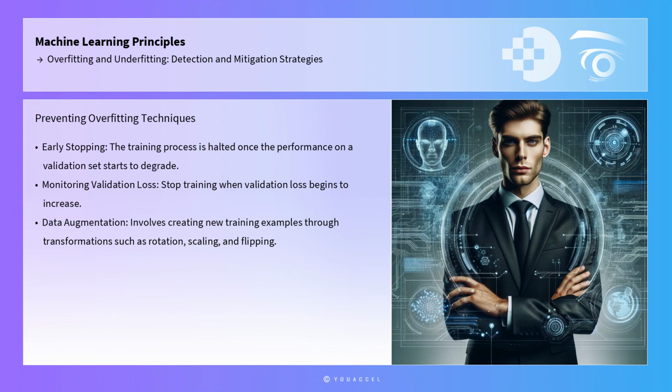Early stopping is another method to prevent overfitting, where the training process is halted once the performance on a validation set starts to degrade. This approach can be implemented by monitoring the validation loss during training and stopping when it begins to increase. Data augmentation, which involves creating new training examples through transformations such as rotation, scaling, and flipping, can also help mitigate overfitting by increasing the diversity of the training data.